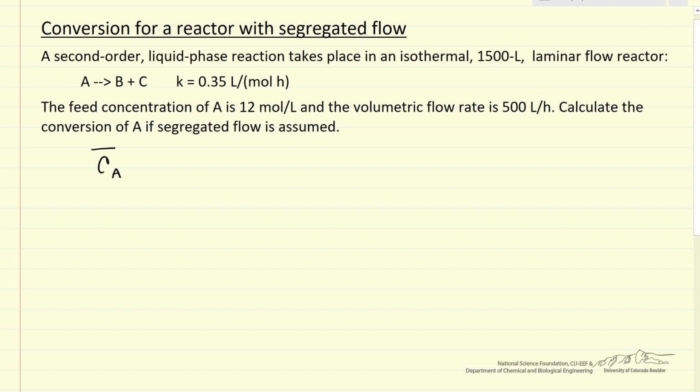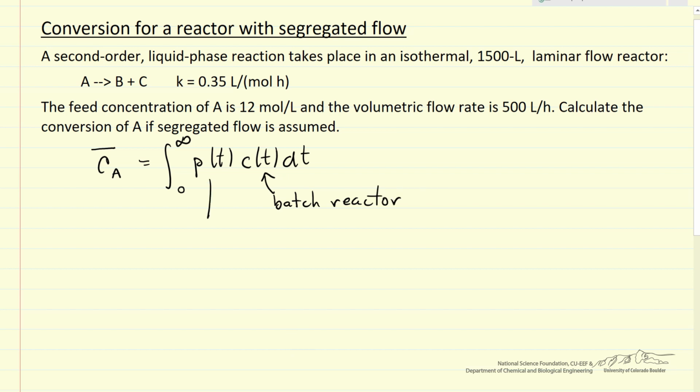So this is the exit concentration from the reactor. We essentially are integrating over all these batch reactors. Let me write this down and then I'll explain what these terms are. So this is the batch reactor. This is the concentration as a function of time for a batch reactor, in this case for a second order reaction. This is the residence time distribution for a laminar flow reactor. By summing all these together, we can calculate the exit conversion.